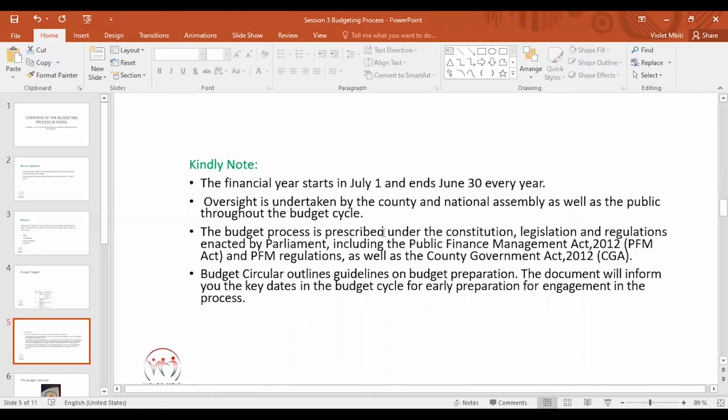That is why it is crucial for you as a budget champion to be engaged in this process in Machakos County. The budget process is prescribed under the Constitution, legislation and regulations enacted by Parliament, including the Public Finance Management Act 2012 and Public Finance Management Regulations, as well as the County Government Act 2012. Budget circular outlines guidelines on budget preparation. The document will inform you the key dates in the budget cycle for early preparation for engagement in the process.